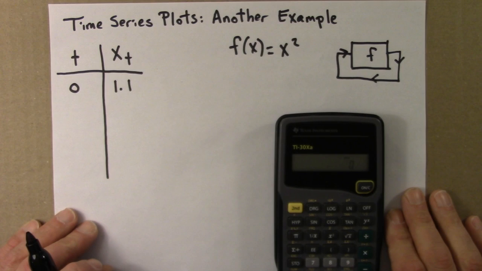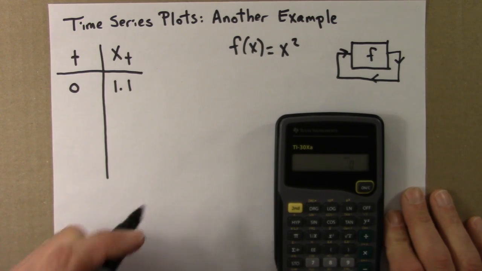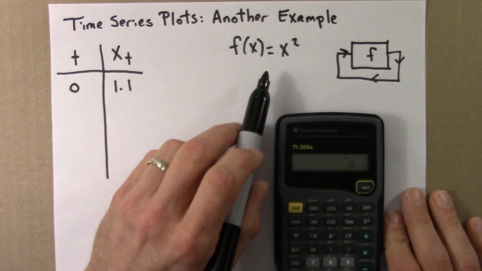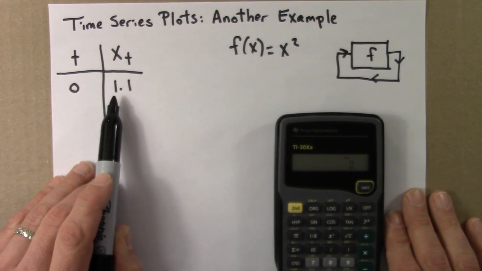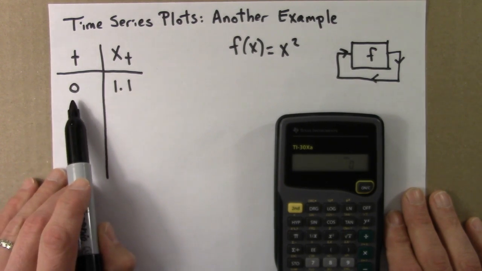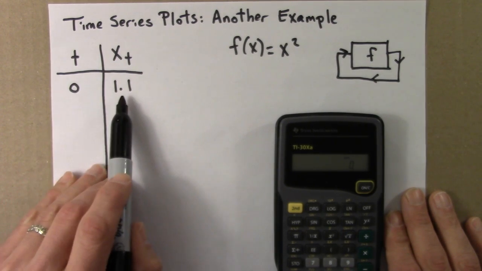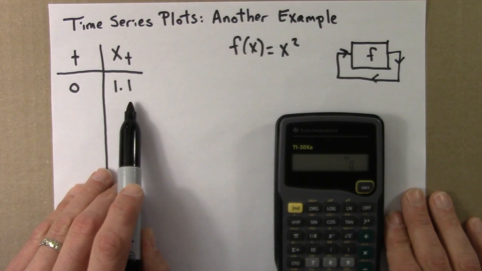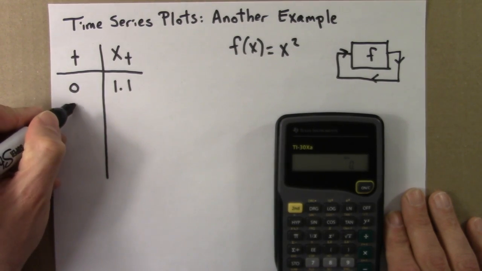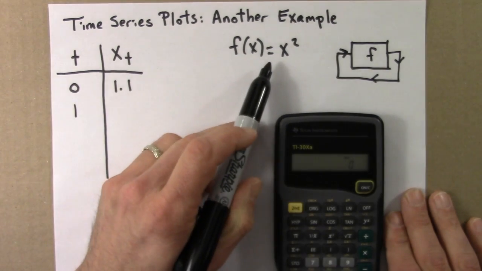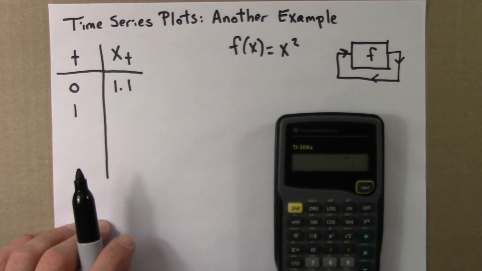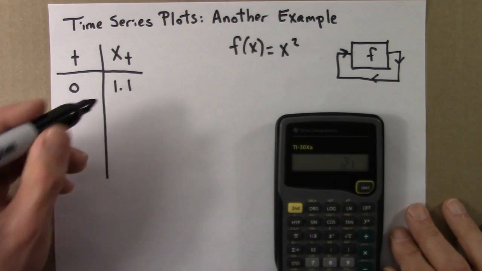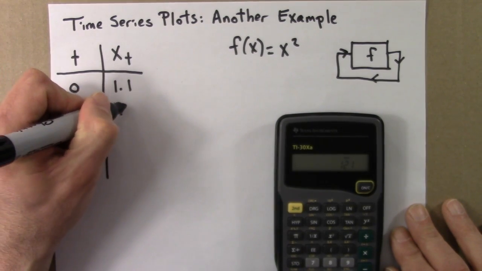Let's do another example of a time series plot. This time we'll use the squaring function, f of x equals x squared. My seed, my initial condition, I'll choose 1.1. So at t equals 0 initially, the value is 1.1. What's the next value? Well, that's determined by the function. So we square 1.1. I'll do that on a calculator. And I see that the answer is 1.21.